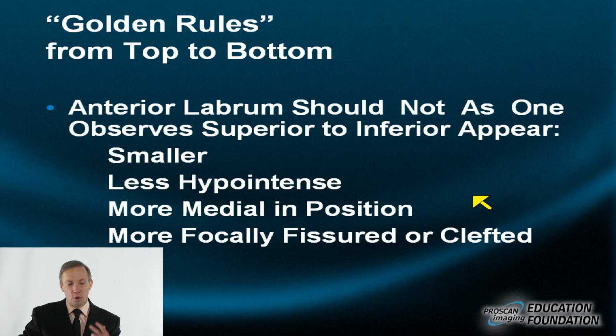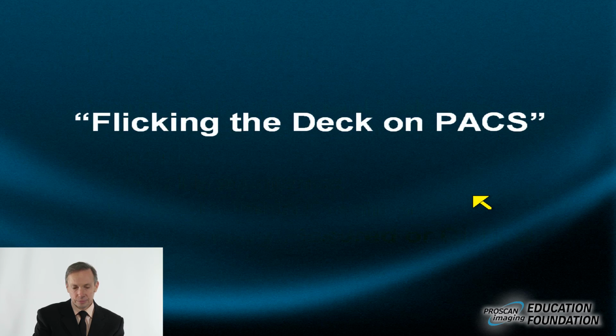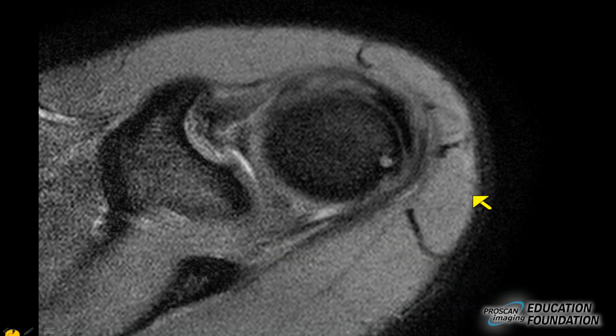It is more focally fissured or clefted superiorly. But as you move below the equator, those clefts, those interdigitations, those variations, those fissures, they should dissipate or completely go away. So let's flick the deck on our PACS system. We start out superiorly, and perhaps there's a signal in the superior labrum that's abnormal. Alternatively, that could be a fissure or some hyaline cartilage. We're not sure yet, but let's keep going.